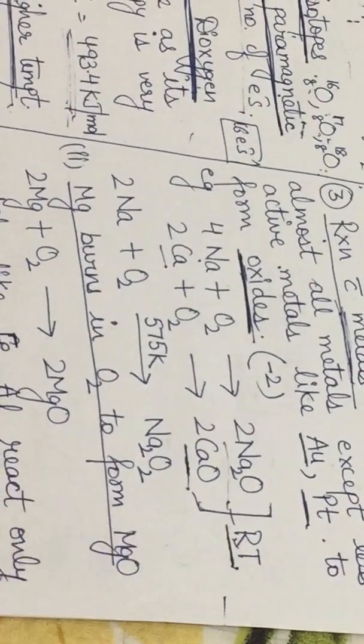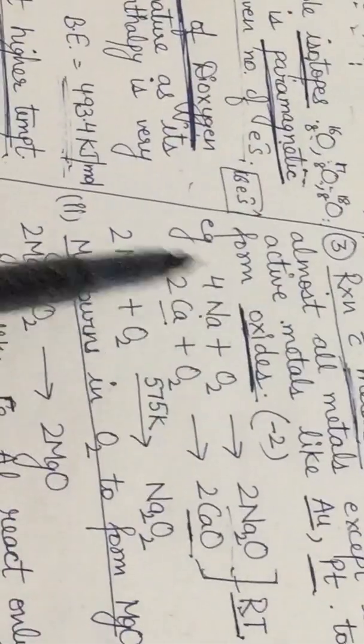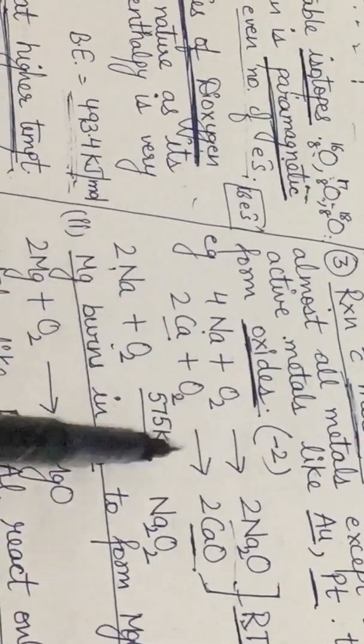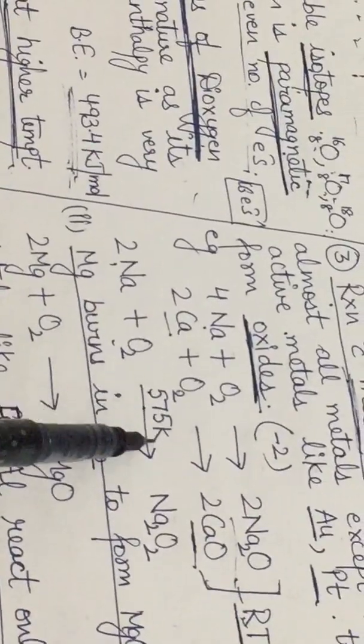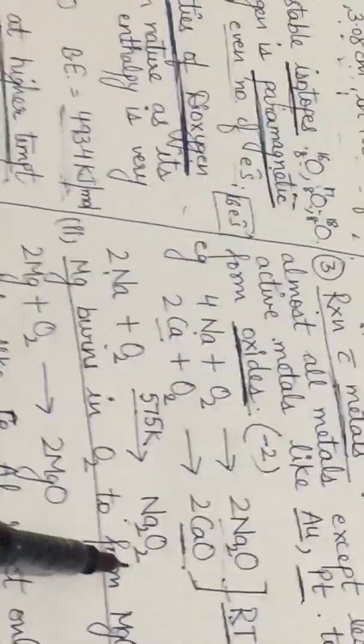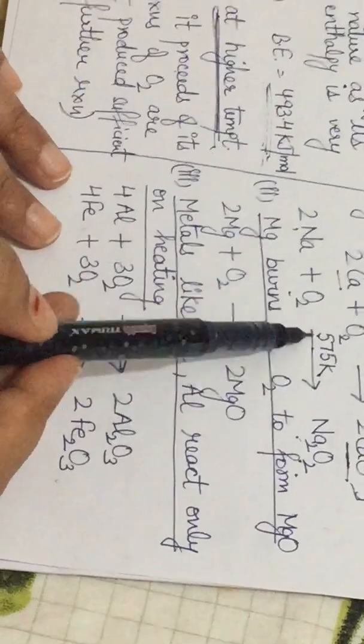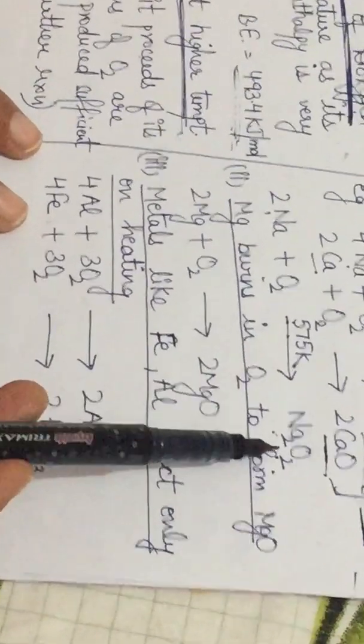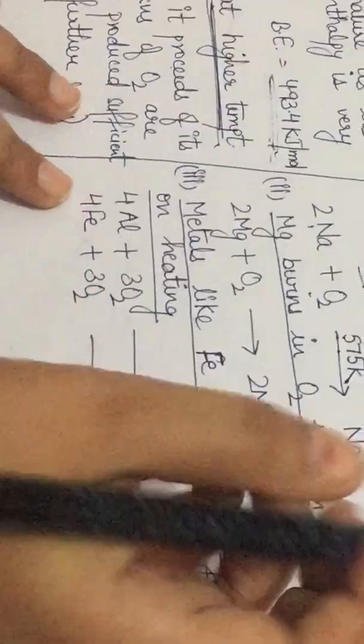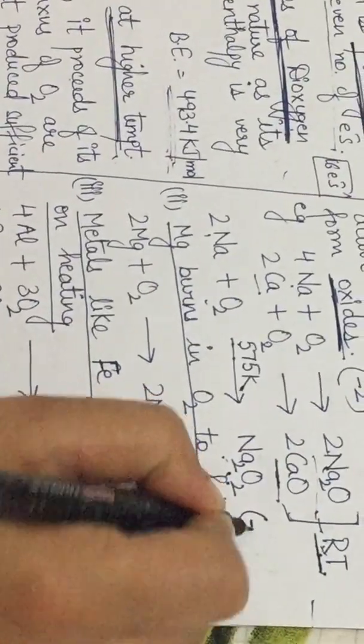RT means room temperature. When oxygen is treated with sodium at a very high temperature, that is 575 Kelvin, it will form sodium peroxide. So this is the difference. When it reacts at room temperature it will form sodium oxide. When it reacts at 575 Kelvin it will form sodium peroxide. In peroxide, the oxidation state of oxygen is -1 as oxygen forms a bond with itself. Second, when it reacts with magnesium it will form magnesium oxide.